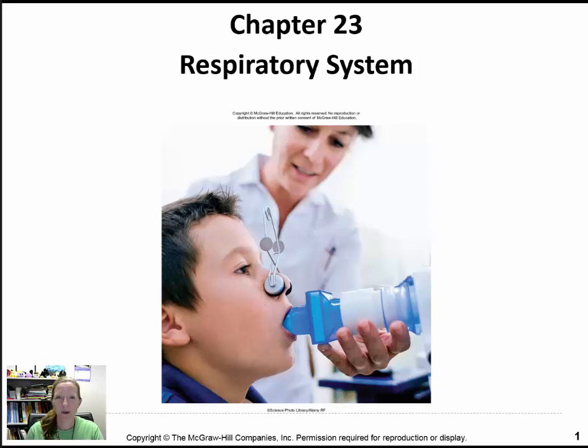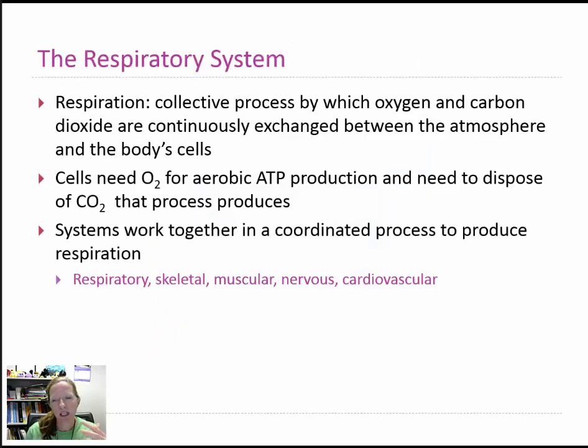Hi everyone. Let's go ahead and start our next chapter, which is chapter 23, covering the respiratory system. If we look at the overall function of the respiratory system, it's going to, of course, cover respiration. We'll talk about how there are several different types of respiration: external respiration, internal respiration, and there's also cellular respiration that happens in the body.